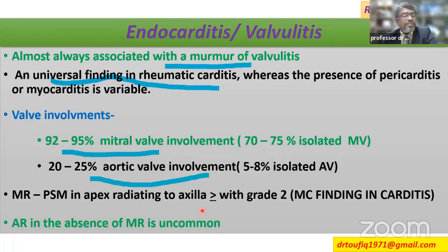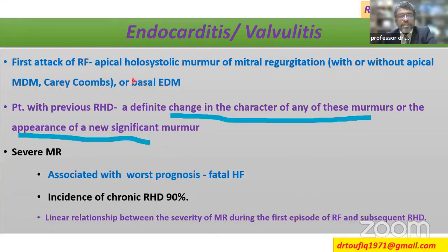AR in the absence of MR is uncommon. Usually we find mitral regurgitation, and then a patient may have aortic regurgitation. When we find a patient having rheumatic fever and aortic regurgitation, then eventually all of these patients with rheumatic fever should have mitral regurgitation also. So in the first attack of rheumatic fever, there may be an apical holosystolic murmur of mitral regurgitation, with or without a mid-diastolic murmur. That is, the patient may have mitral regurgitation without any mitral stenosis.